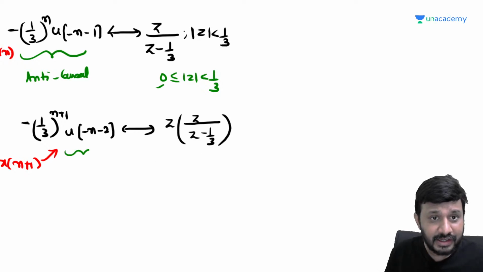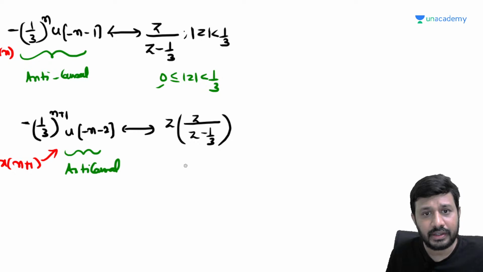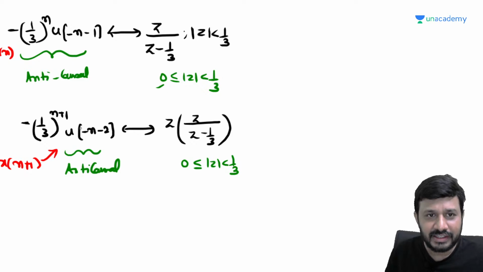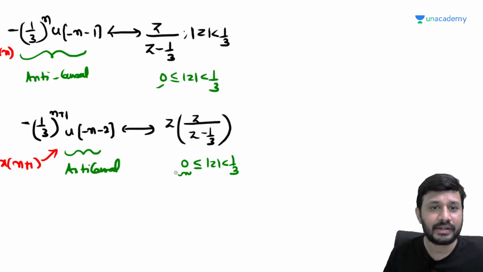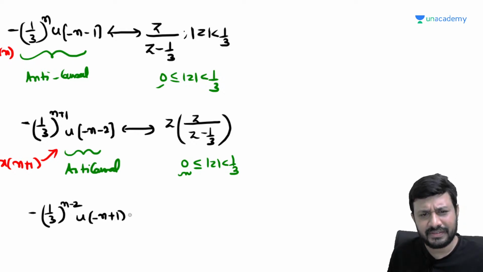This is still anticausal. So what could be the ROC? 0 less than or equal to mod z less than 1/3. So here I am shifting, and I am including 0 here. In the same way, simply yesterday's problems I am recalling, nothing new I am doing.